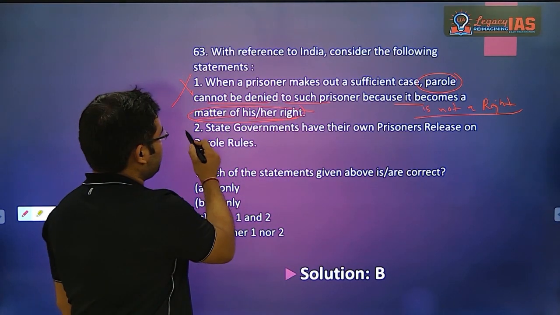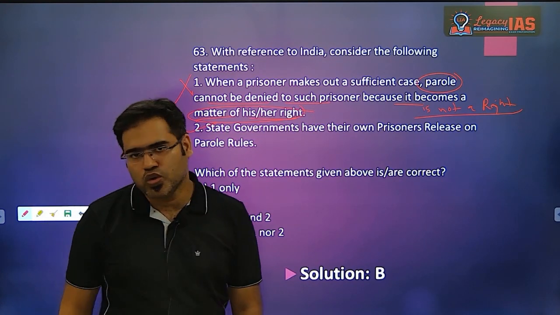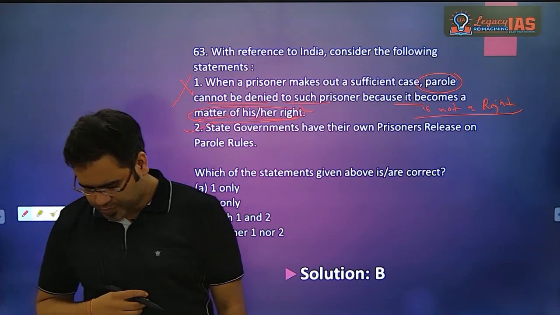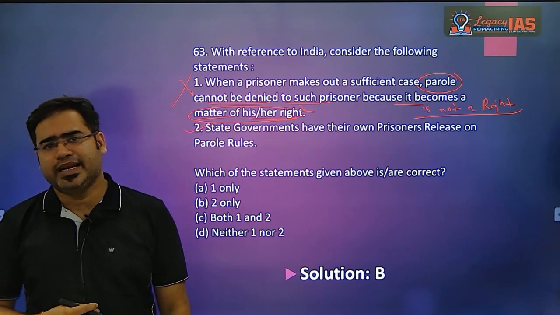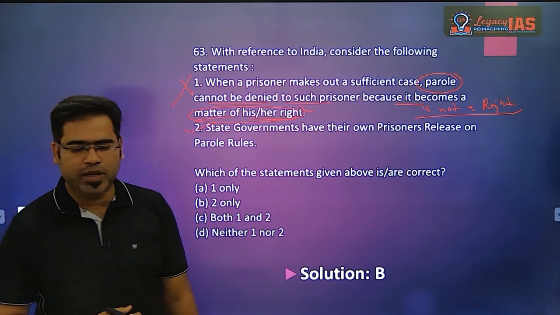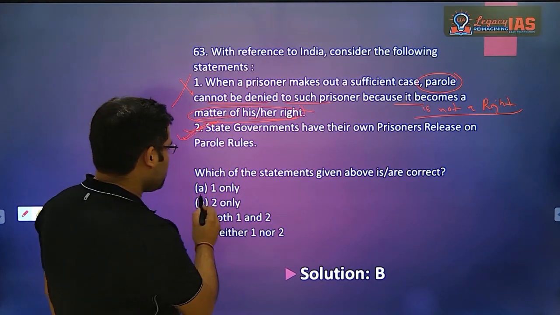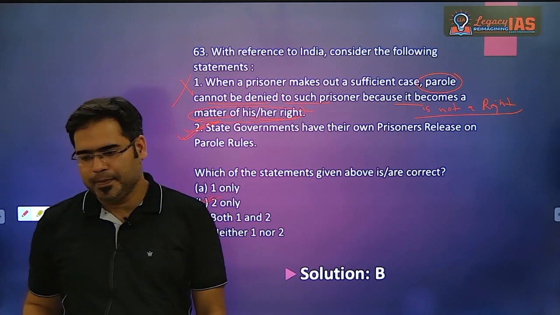Second is state governments have their own prisoners release parole rules. So first we need to understand prison actually is a state subject. Since it is a state subject, rules also will be made by the state government only. So definitely the second statement is correct. So the option will be 2 only.